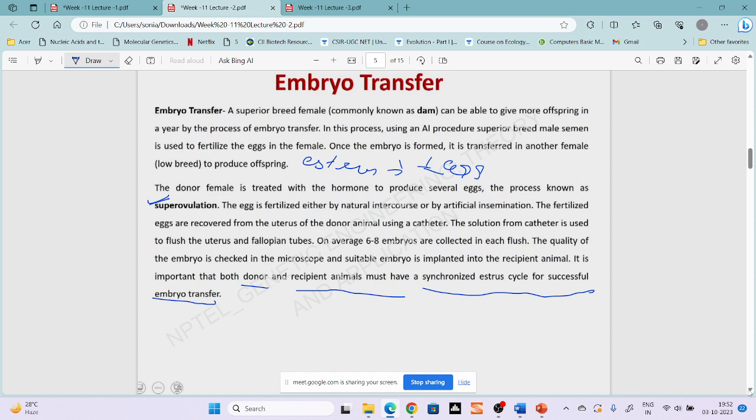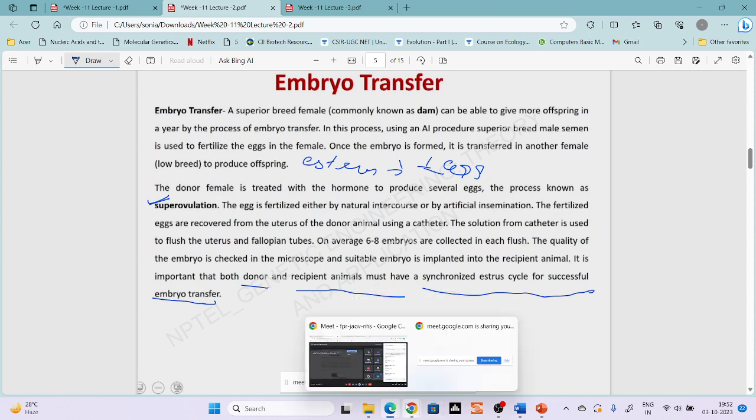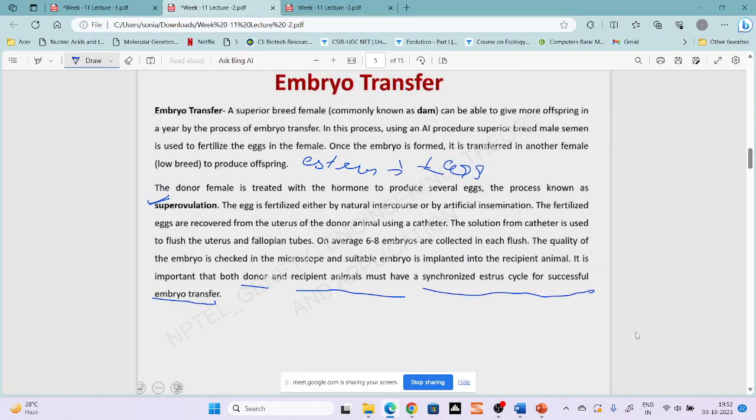Okay, so it is not here in the course, but if anybody is interested, there is a complete procedure of synchronization of the estrous cycle of the donor and the recipient. That is beyond the scope of this lecture as of now, because of the time constraints, we have to cover other points also. But there is a complete protocol of synchronization of the estrous cycle. There are many papers also, if you want to study how you can synchronize the estrous cycle of a donor and a recipient female.